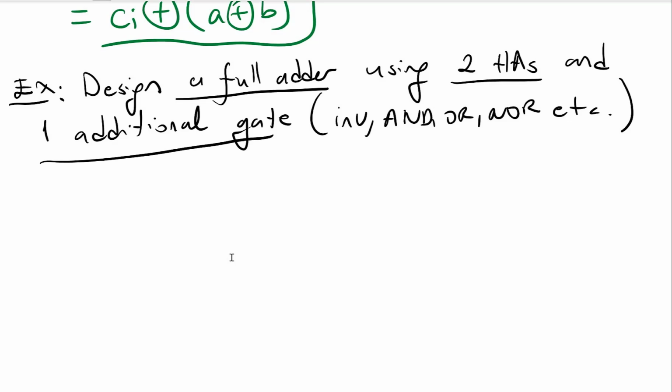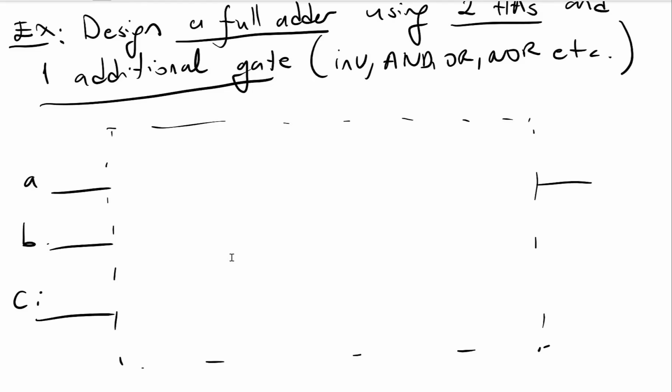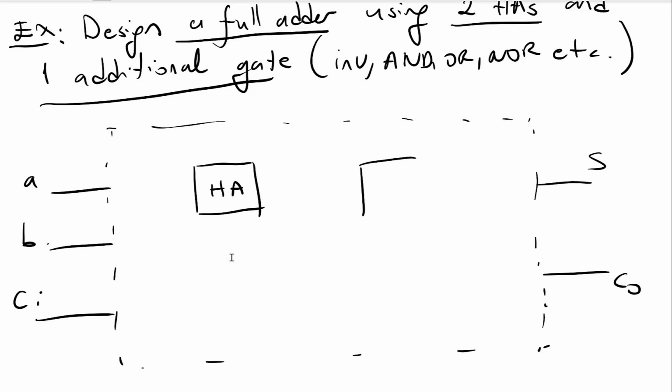So let's say this is my full adder, and I have inputs A, B, and carry in, and my outputs are S and carry out. But inside this I can use 2 half adders. So this is the first half adder, and let's say I have another half adder here, and then I have 1 additional gate, and I don't know what it is. This half adder has 2 inputs and 2 outputs, right? And now let's try to do the connections.